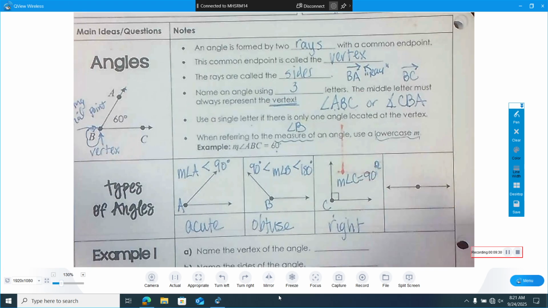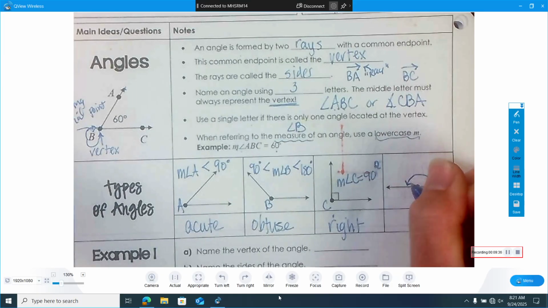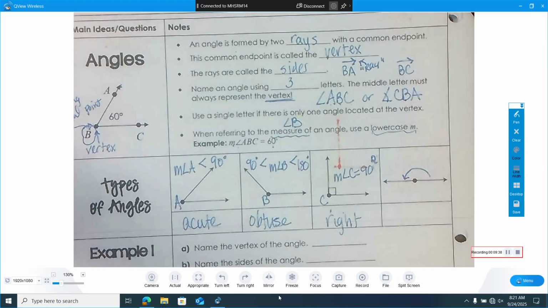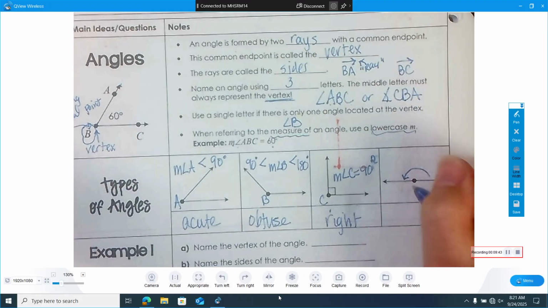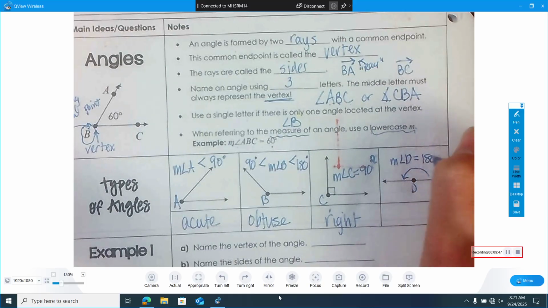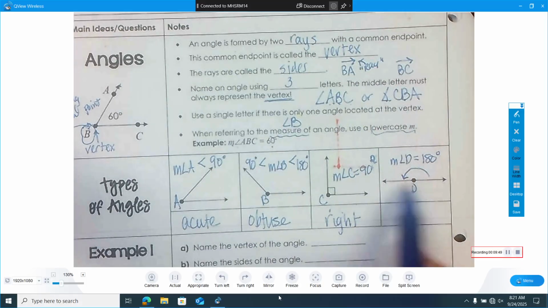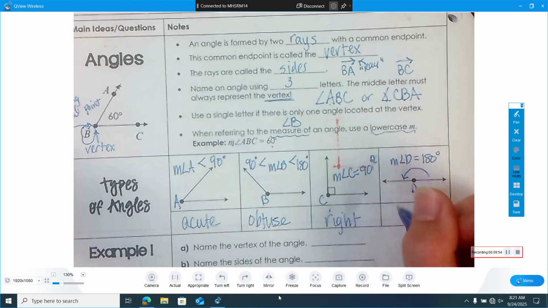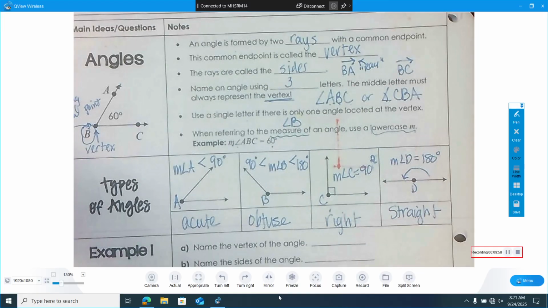What is this called? It is 180 degrees. Yep, this is from here all the way opened up. That is 180 degrees. So I'm going to call this D. The measure of angle D equals 180 degrees. And it forms a lovely straight angle. So this is called a straight angle. You didn't know that when you draw a line, it's 180 degrees, did you?